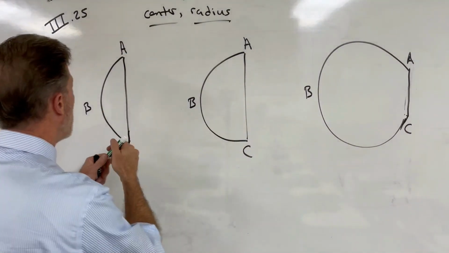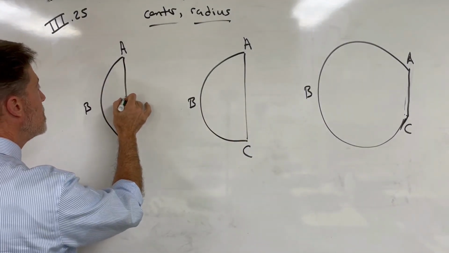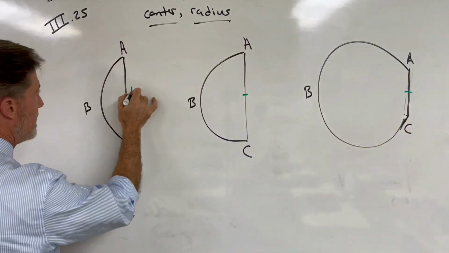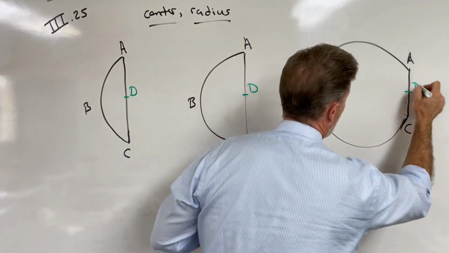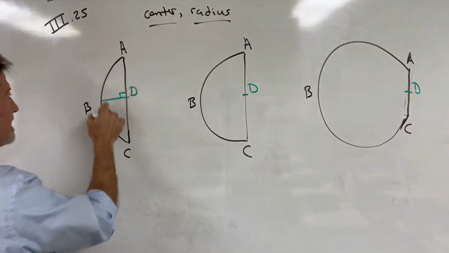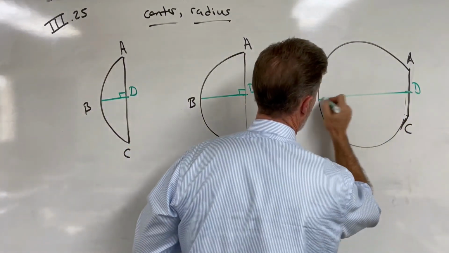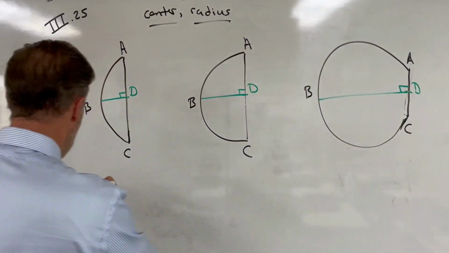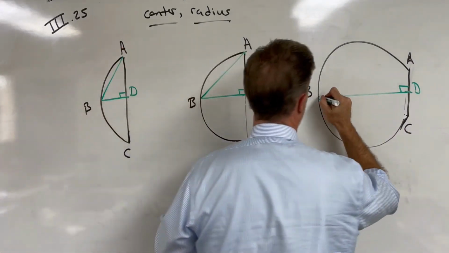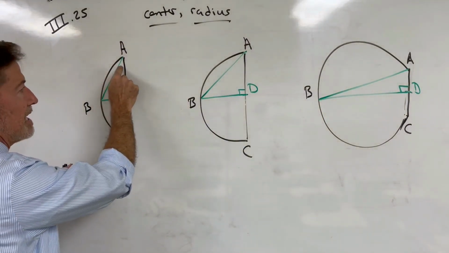So I'm going to do these simultaneously, at least for a bit, because the initial construction is the same. The first thing we're going to do is bisect AC, at point D here. Then we're going to draw a perpendicular at D until it intersects the circle at B. Next, we're going to connect BA and BC in all three. And then we're going to look at the relationship of this angle to this angle.